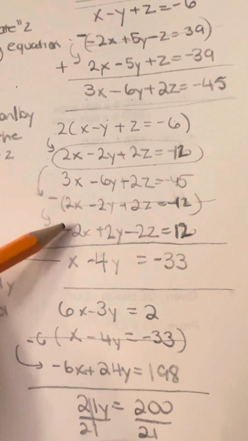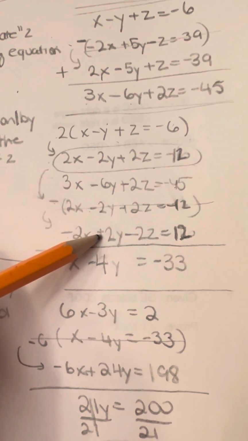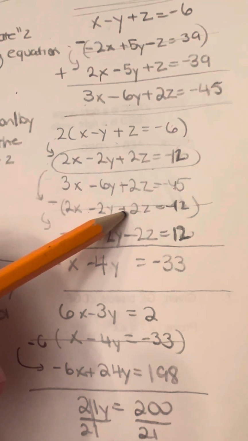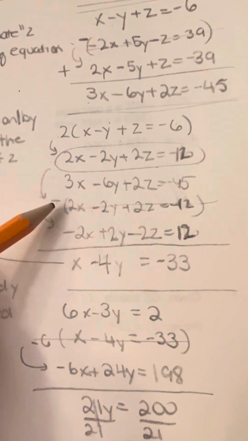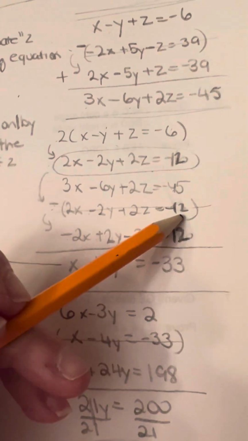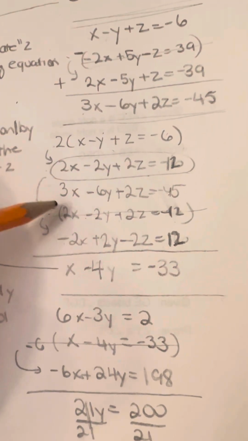So subtracting 2x gives me minus 2x. Subtracting negative 2y is actually plus 2y. Subtracting 2z gives me negative 2z. And then minus negative 12 gives me a positive 12. Now I'll combine those two together.